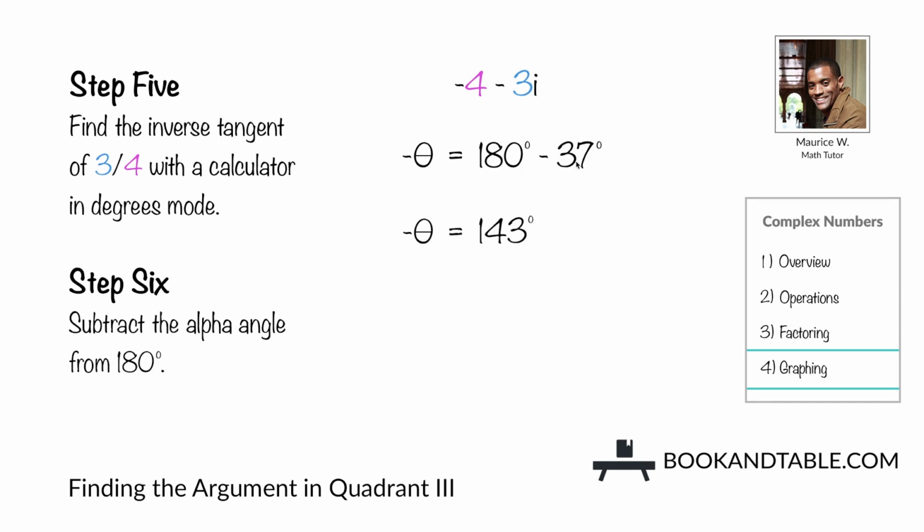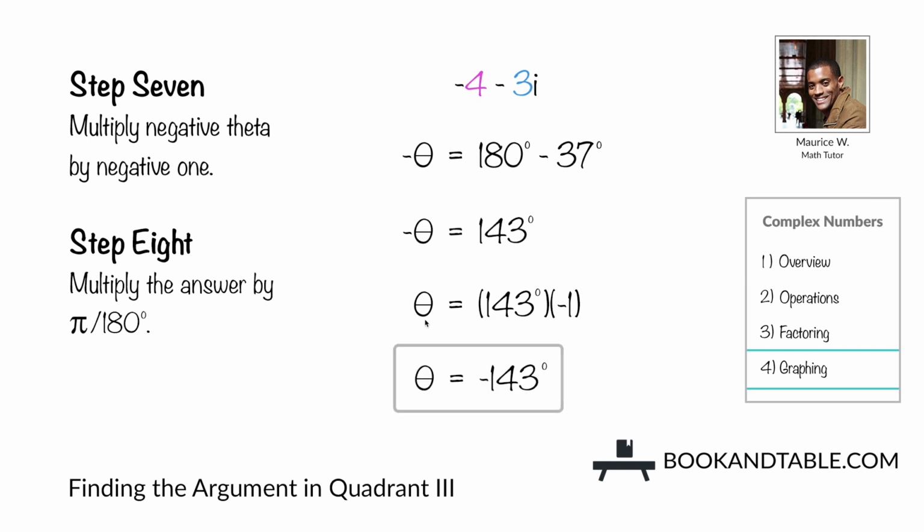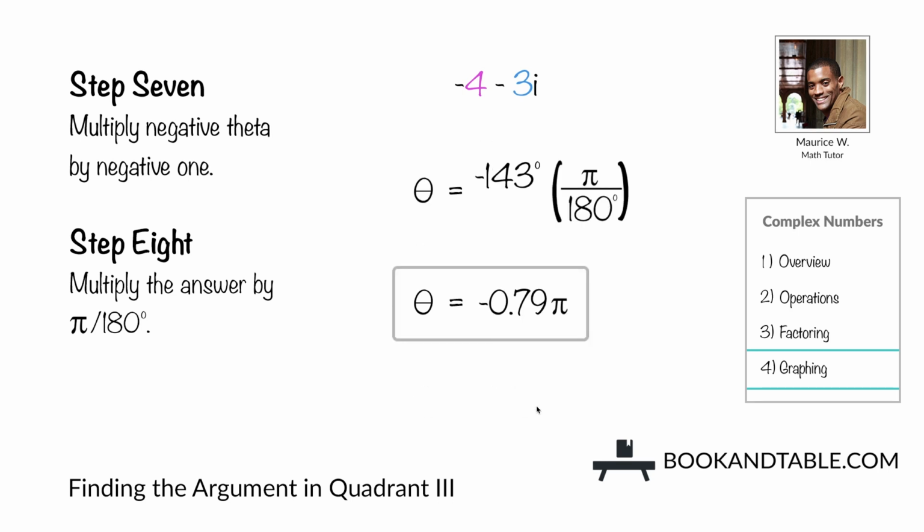Subtract that from 180 degrees, and 180 minus 37 degrees gives us 143 degrees. This is negative theta. You want to multiply negative theta by negative 1 because our argument is going to be negative in quadrant 3. When we multiply 143 degrees times negative 1, we get that theta, or the argument, is equal to negative 143 degrees. And in radian form, multiply it by pi over 180 degrees. So negative 143 degrees times pi over 180 degrees gives you an argument equal to negative 0.79 radian.